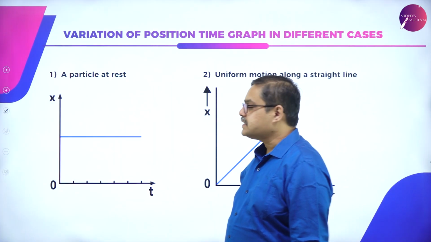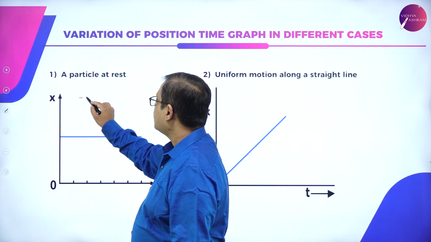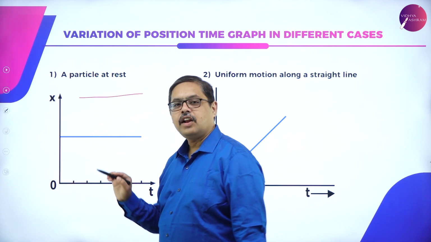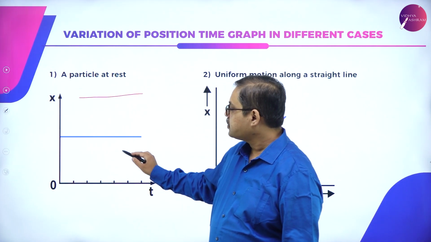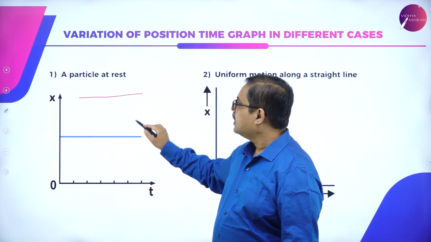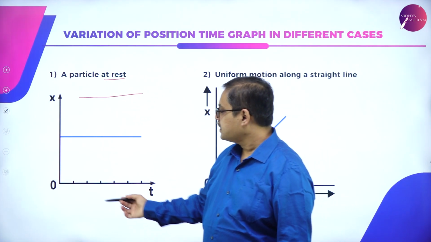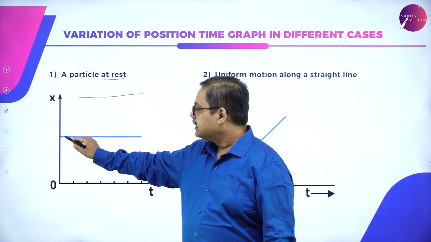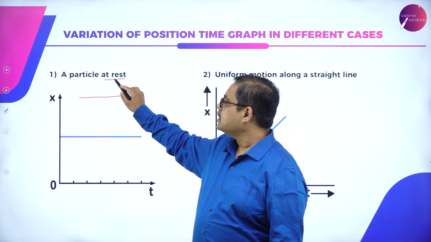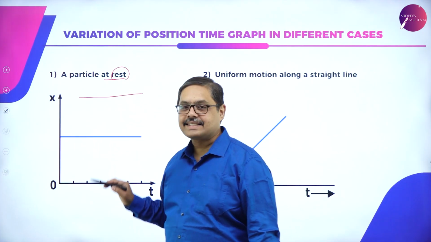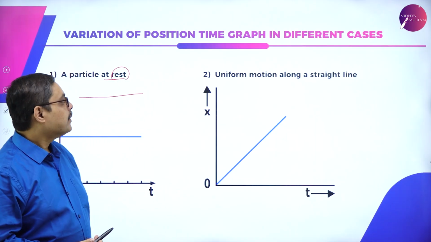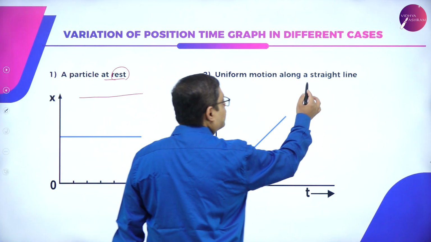Suppose a particle is at rest. A horizontal line represents an object at rest. As you can see, a horizontal line here will represent a particle or object at rest. With respect to time, there is no change in position, which means that it is at rest. Then, uniform motion along a straight line.